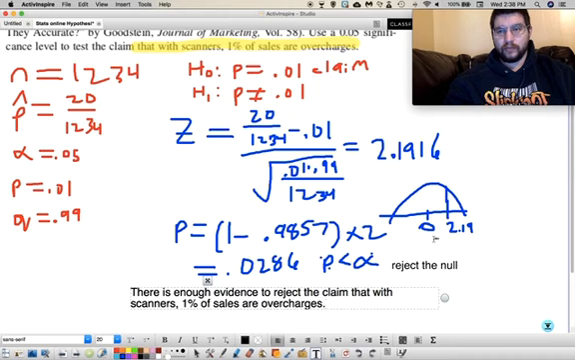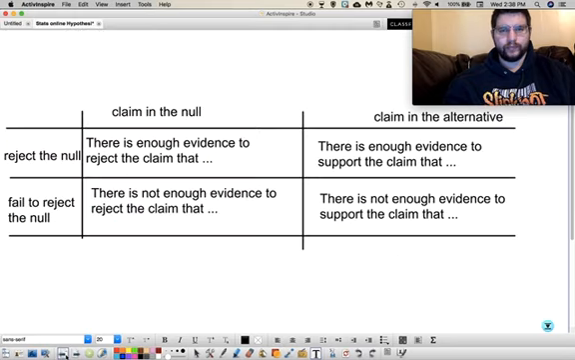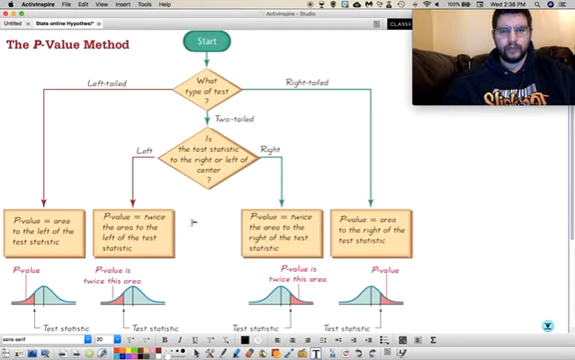So that's the p-value method. Make sure you pay attention to what your alternative is. Two-tail, you've got to look at where exactly your test statistic lands. Let's look back at that chart. If the test statistic is to the right of the mean, you find the area to the right and double it for two-tail. If it's to the left, you find the area to the left and double it. Again, we only double it for two-tail. For right tail, find the area to the right, done. Left tail, find the area to the left, done.